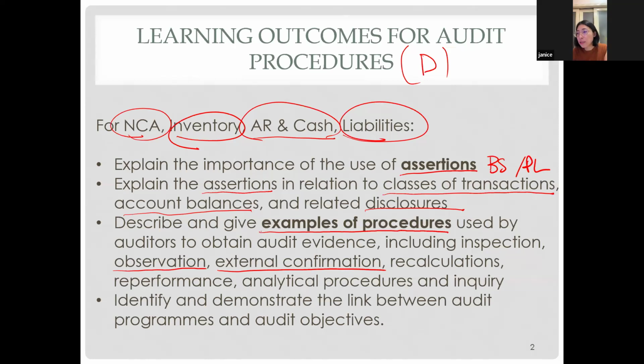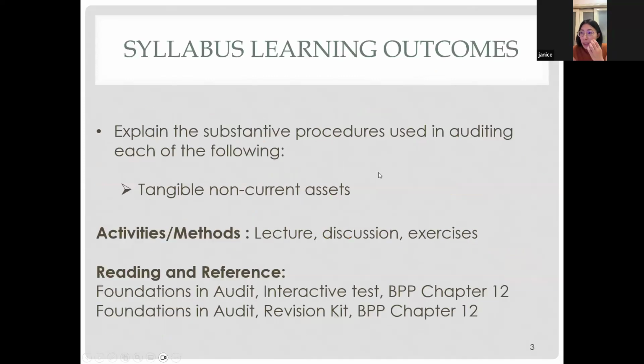We also have to demonstrate the link between an audit program and the audit objectives. This is something we're going to cover in more detail when we go through each of these accounts. An audit program is the plan of how we should audit each of these accounts individually. And today we're going to be explaining the substantive procedures used in auditing each of the following tangible non-current assets. That is chapter 12.